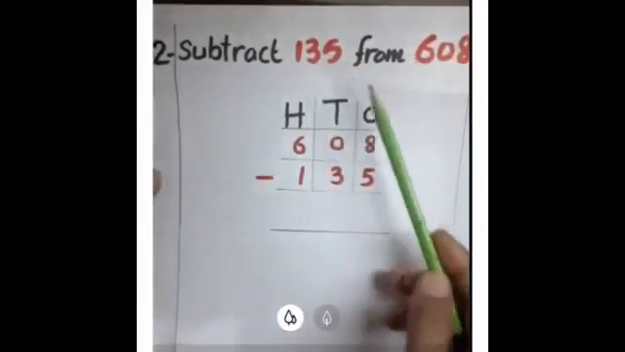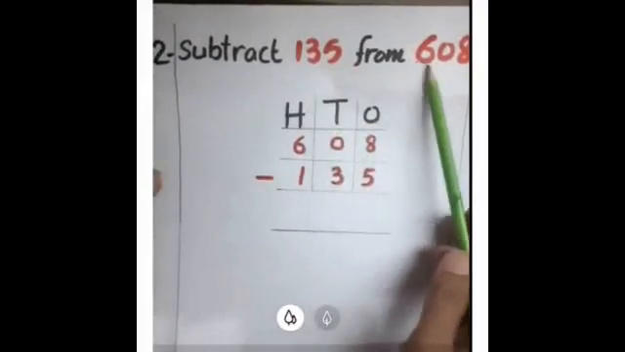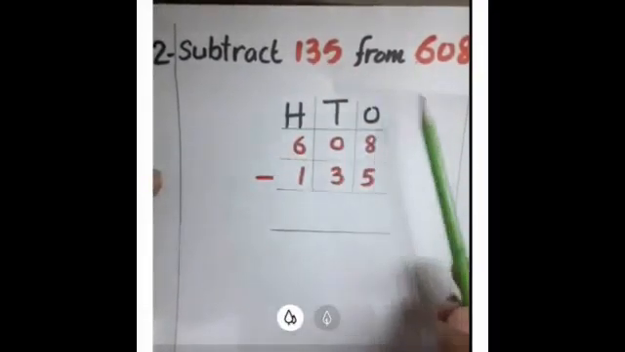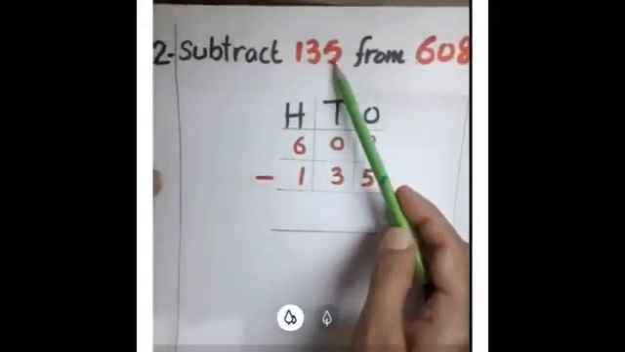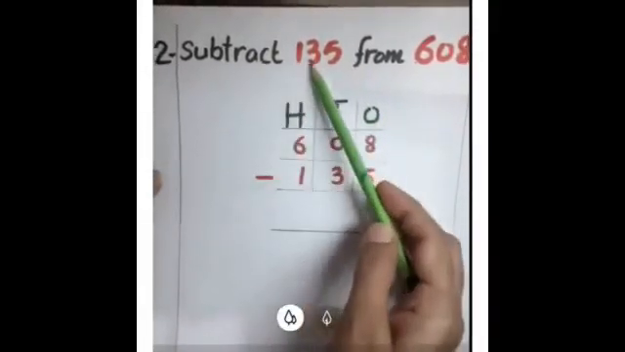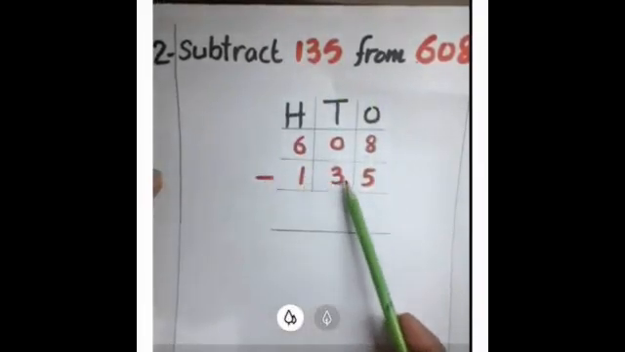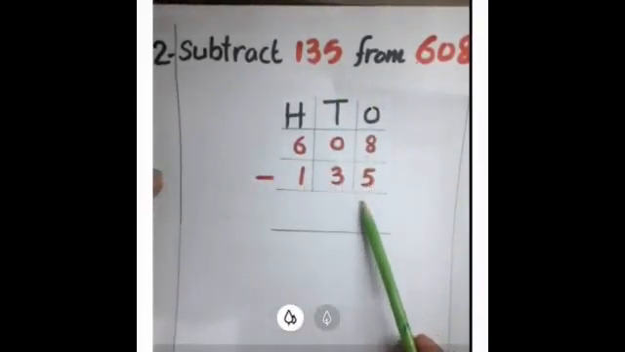Okay, now you will write the greatest number. 608 is the greatest number. You will write it on the top row. Now 135, subtract 135, you will write here. Now you can solve it.